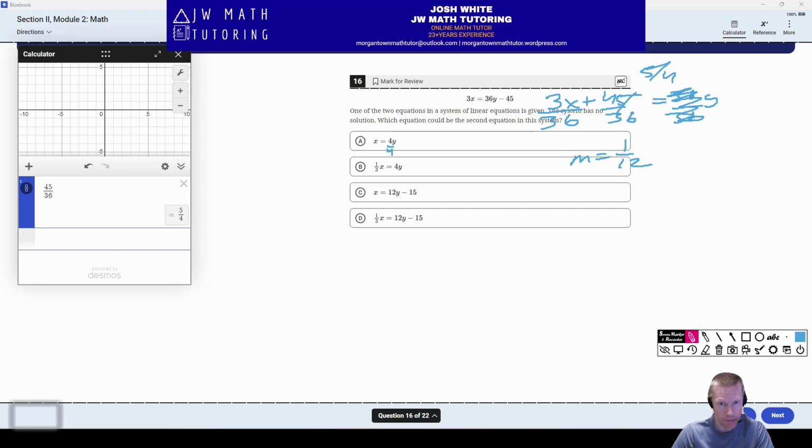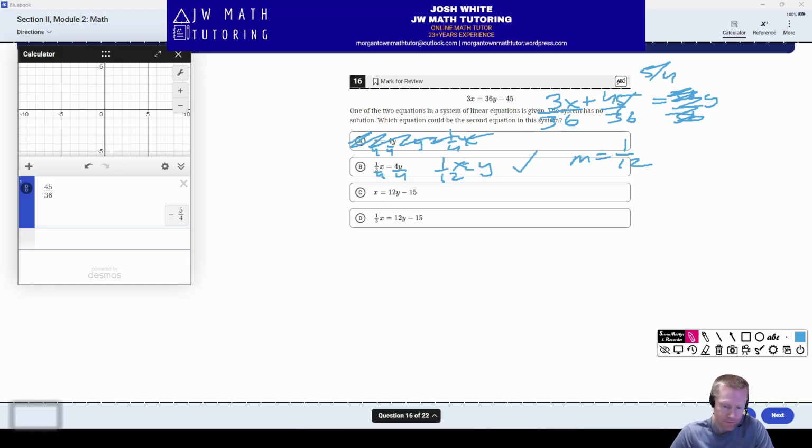Okay, A, divide by 4. So we get y equals 1/4 x. Is that slope 1/12? Same thing? Nope. Eliminate it. B, divide by 4, divide this by 4. 1/3 divided by 4 will equal 1/12. So, sorry, y equals 1/12 x. So this one, we keep it for now.